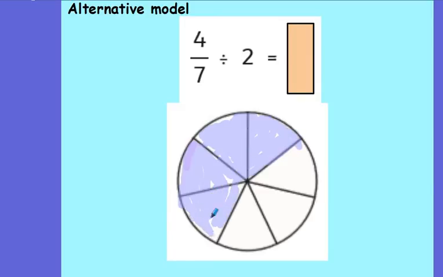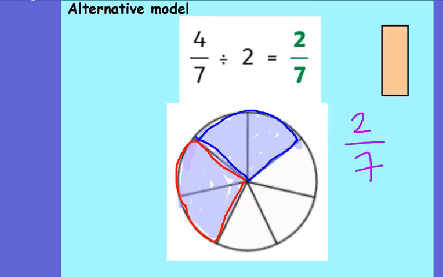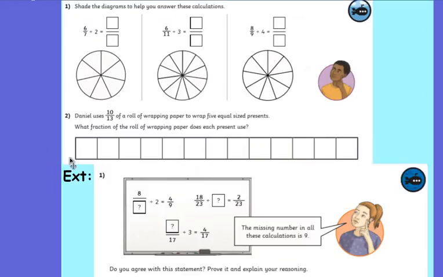I want to split that into 2 equal parts. Let's do that now. I'm going to split it here. And here. So each of those parts is going to be worth 1, 2/7. So 4/7 divided by 2 is just 2/7. Over to you, Year 7.